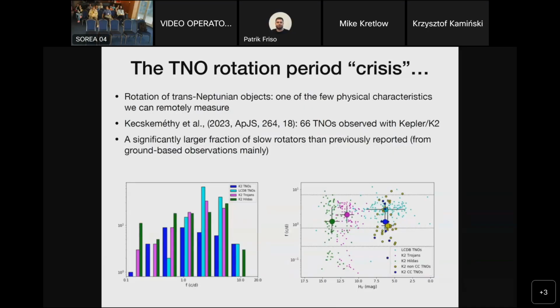the Kepler Space Telescope. We will find out why it is interesting in small telescopes. I will come to this point. And the main result of this paper is that a significantly larger fraction of slow rotators were found than previously reported, mainly from ground-based observations. So it seems that there is some problem with the ground-based observations. They don't get the same statistics as we would get from a space observatory.